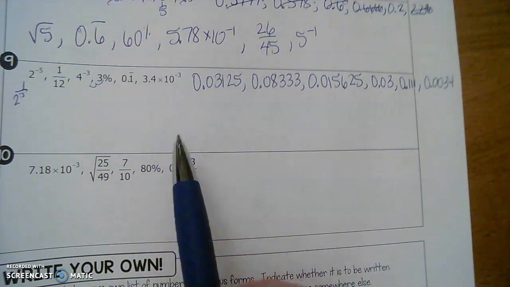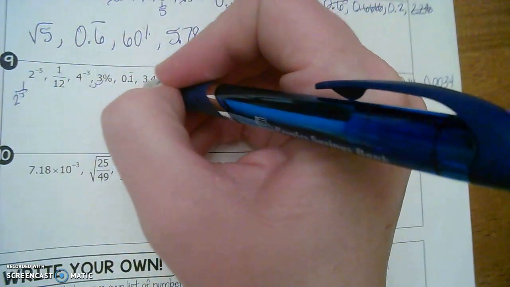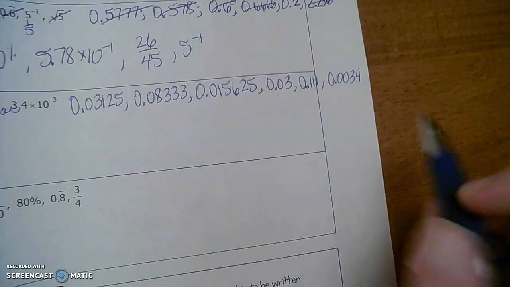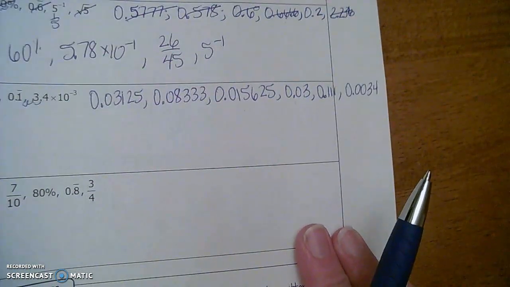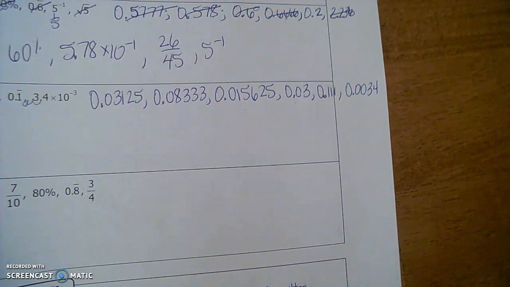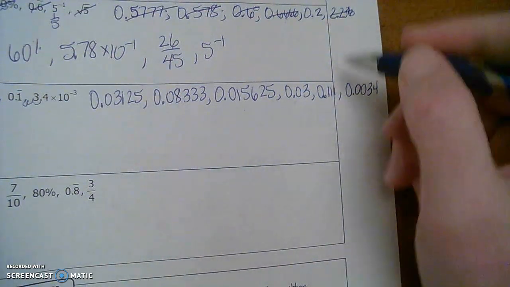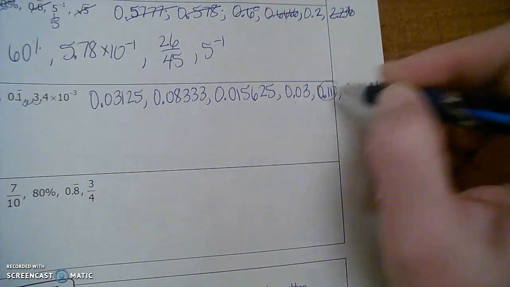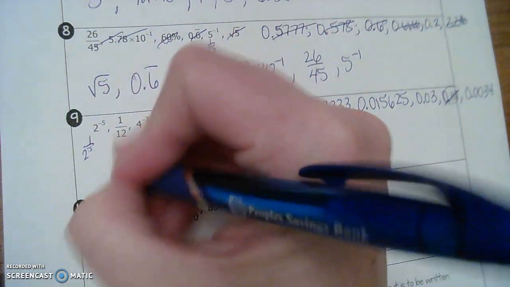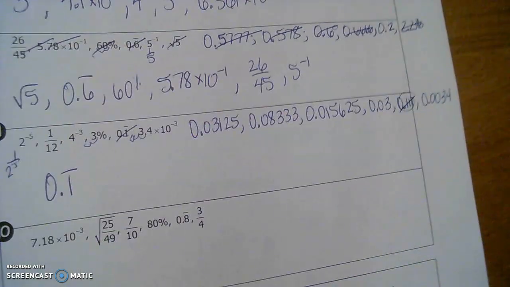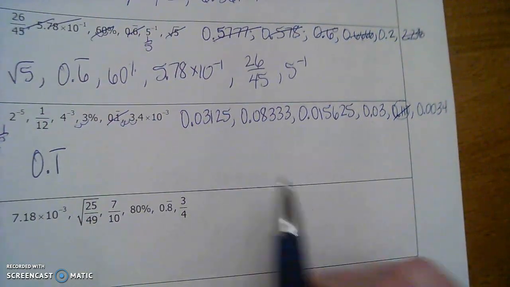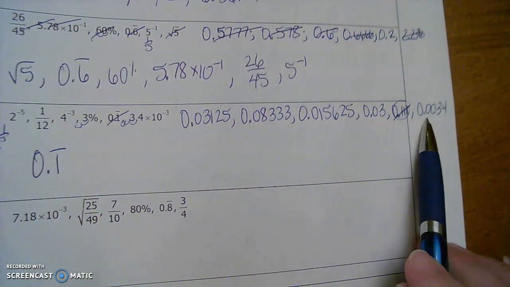3.4 times 10 to the negative 3 means we need to move it 3 times: 1, 2, 3. So you have to add the 2 zeros in front of the 3. So again, we're looking for our biggest number first. There's only one that doesn't have a 0 right after the decimal, and that's the 0.1 repeating. So that's got to be our biggest one. So 0.1 repeating. All right, then this one has 2 zeros after, so we know that's the smallest.